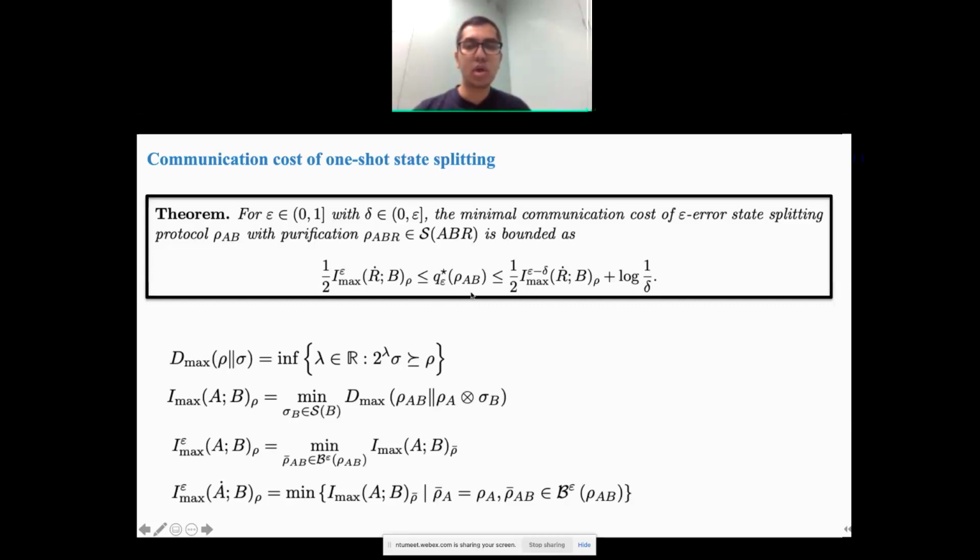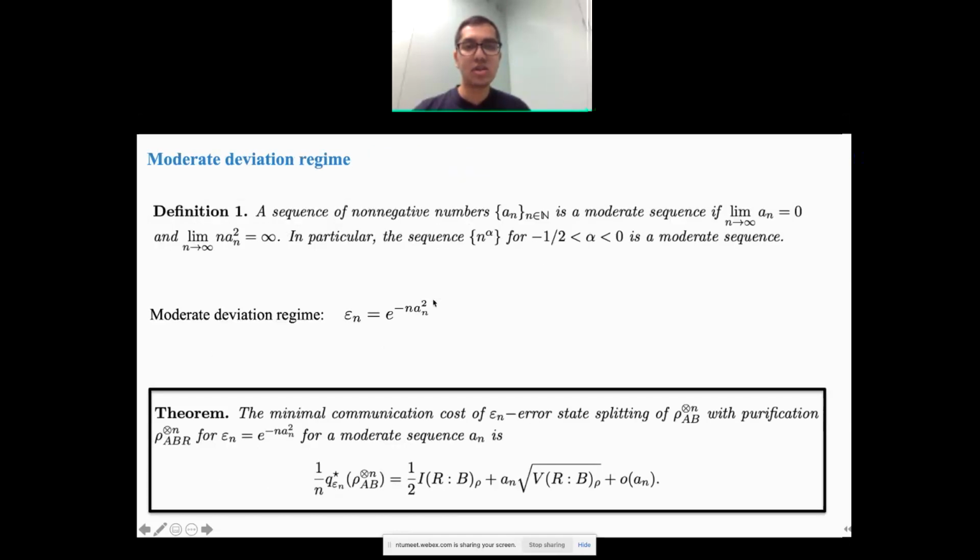What we did was now look at this for rho tensor n, so n IID copies of rho. There we looked in particular at the moderate deviation regime. So we asked that the error epsilon will be e to the minus n a_n squared for a moderate sequence a_n. And then it turns out that the communication cost for state splitting is given by this expression. So this works if we choose the error to be this way.